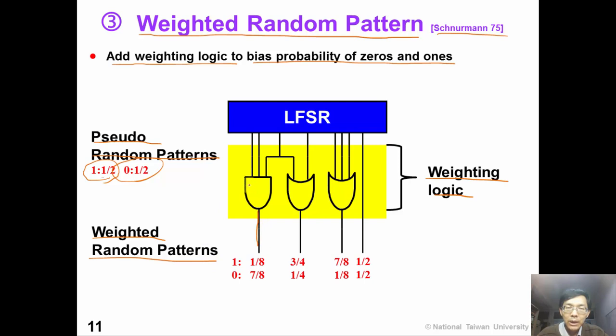For example, the output coming out from this 3 input AND gate, the probability of 1 is 1 over 8. The probability of 0 is 7 over 8. We can see that the probability of 0 is much larger than the probability of 1. Similarly, for this 3 input OR gate, the output weighted random pattern has 7/8 probability of 1. If we apply this pattern to generate 5 ones, the probability is 7 over 8 to the power of 5, which is much much larger than the probability of 1 half to the power of 5. By using the weighted random patterns, we have a much higher probability of detecting random pattern resistant faults.